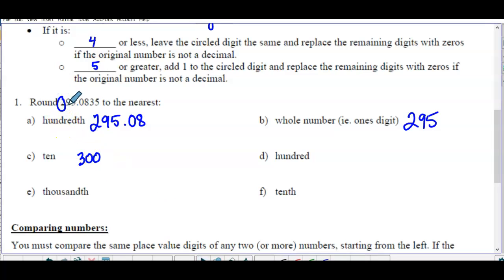Nearest hundreds digit is the 2. Look to the right, it's a 9. That makes that go up to 300. Okay, so rounding to the nearest 10 and the nearest 100 give you the same number in this case.